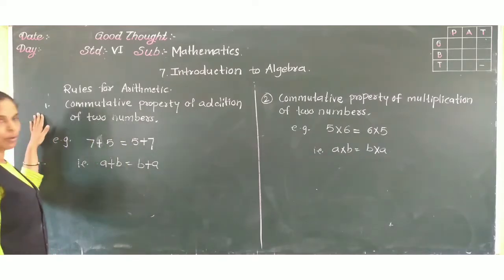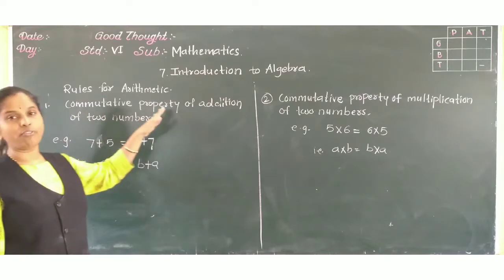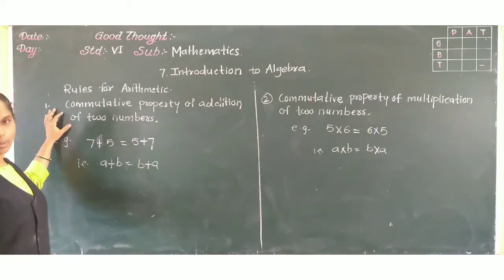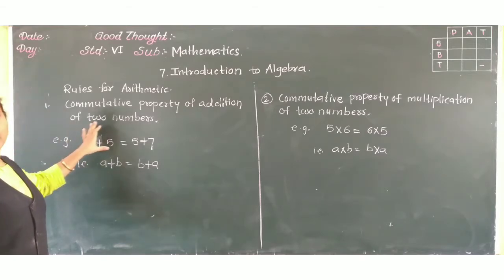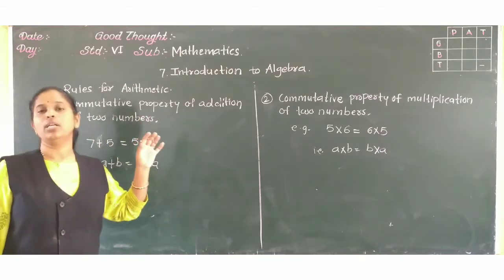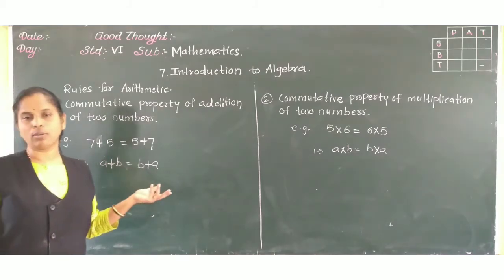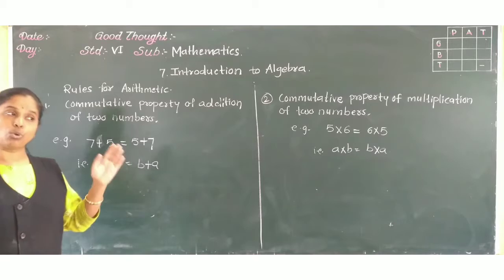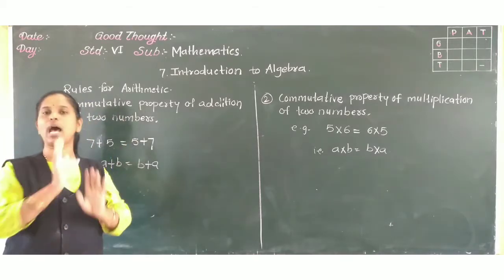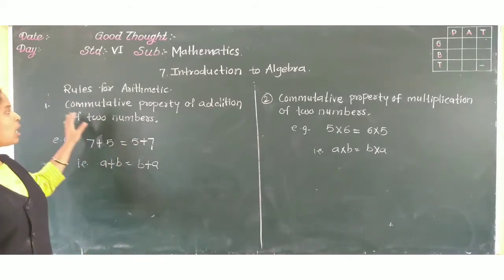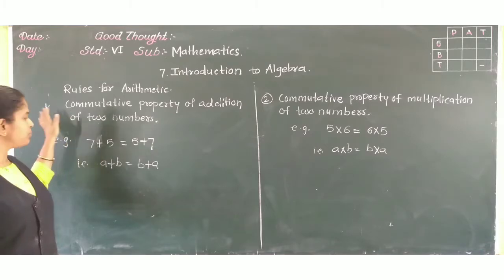Now see the first property, commutative property of addition of two numbers. What is meant by commutative property? Means here 7 plus 5 is equal to 5 plus 7. 7 plus 5, what is the answer? 12. And 5 plus 7, what is the answer? 12. Means though the positions interchange, the answer remains same. This is the commutative property of addition.